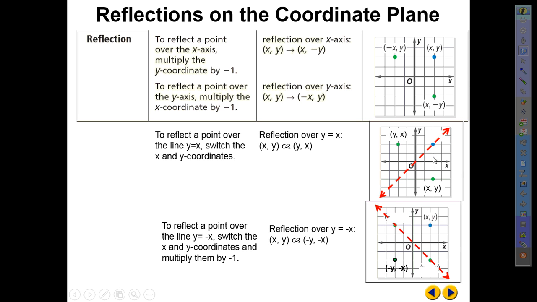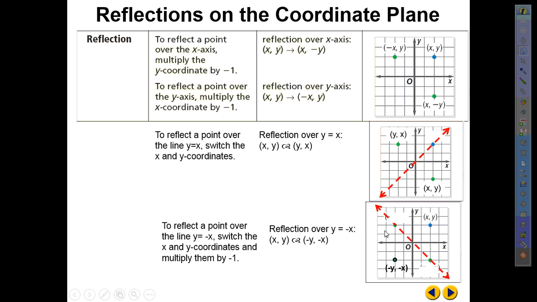Now, we can also flip it over a diagonal line. Okay, this is the line y equals x. And if I want to flip it over this line, if I want to reflect it over to the other side, what we can do is switch x and y. If I want to take this point and I want to take it over here, I'm going to switch their x and y coordinates.